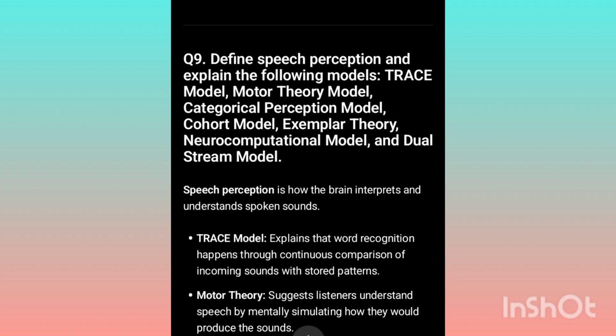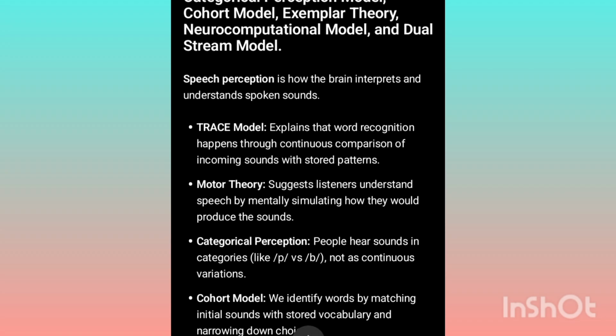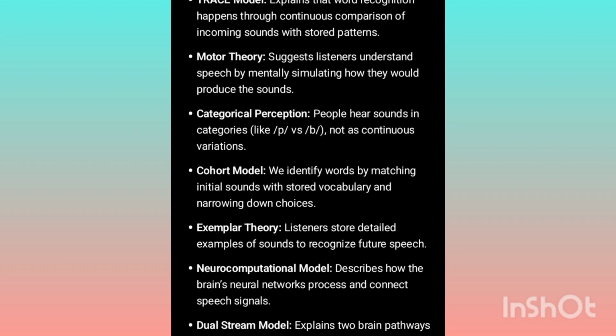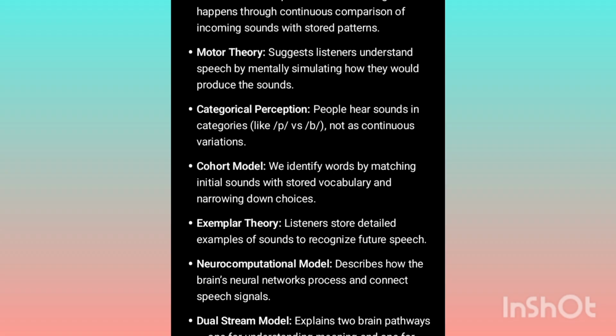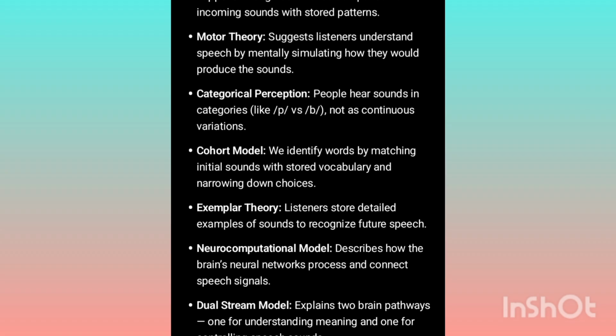Q9. Define speech perception and explain the following models: trace model, motor theory model, categorical perception model, cohort model, exemplar theory, neurocomputational model, and dual stream model. Speech perception is how the brain interprets and understands spoken sounds. Trace model explains that word recognition happens through continuous comparison of incoming sounds with stored patterns. Motor theory suggests listeners understand speech by mentally simulating how they would produce the sounds.